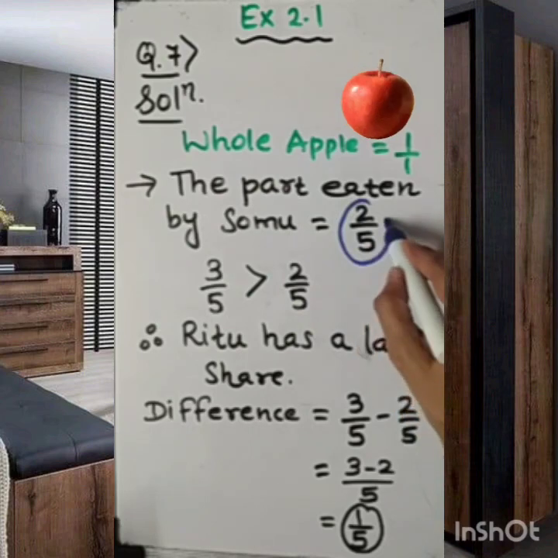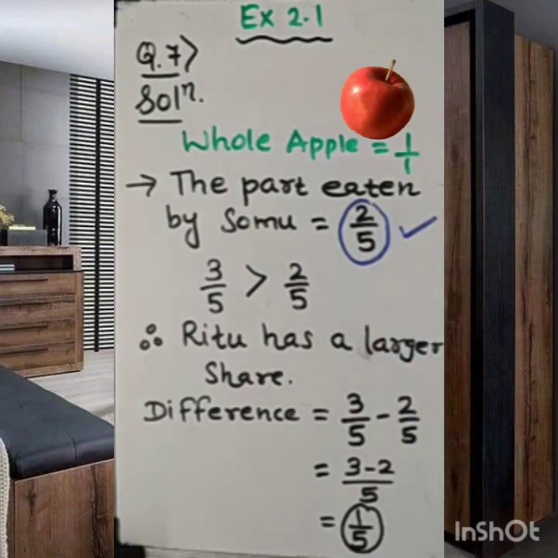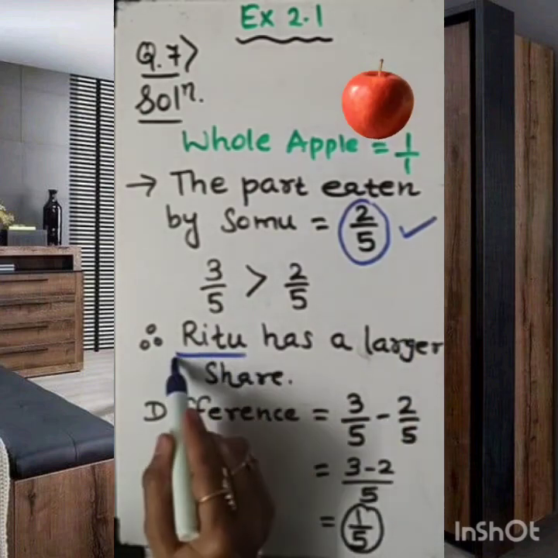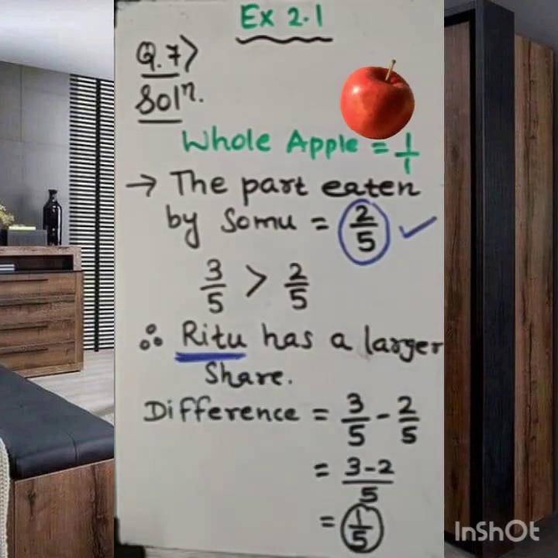That is the answer: the part eaten by Somu is 2 by 5. Then whose part is larger? Ritu has a larger share. That is the second answer. And third is 3 minus 2, so it is 1 by 5. That is the difference. Here, full sum.